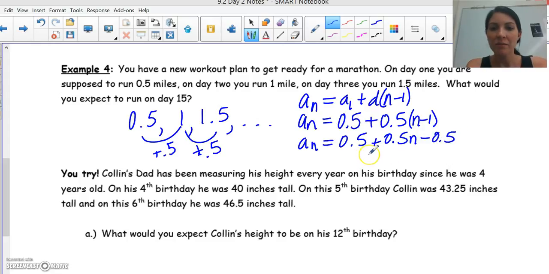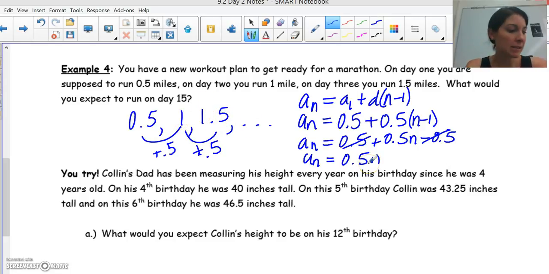And combine like terms. Notice something this time. When I have 0.5 and I'm subtracting 0.5, they actually cancel out. And so my explicit formula is just 0.5 times my term number. And that makes sense because on the first day, 0.5 times 1 is 0.5. 0.5 times 2 is 1. 0.5 times 3 is 1.5.